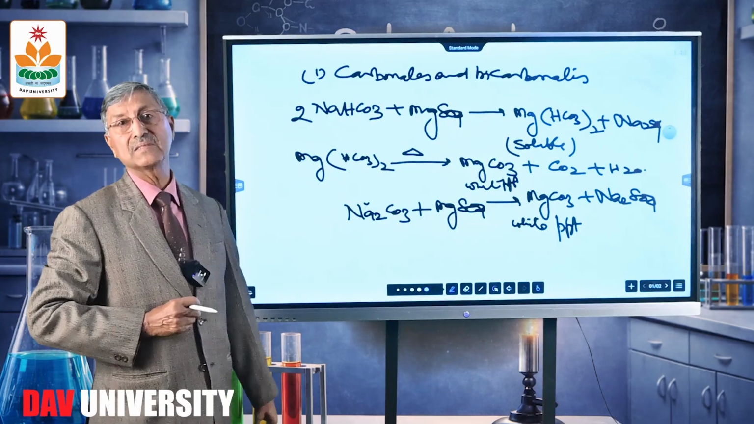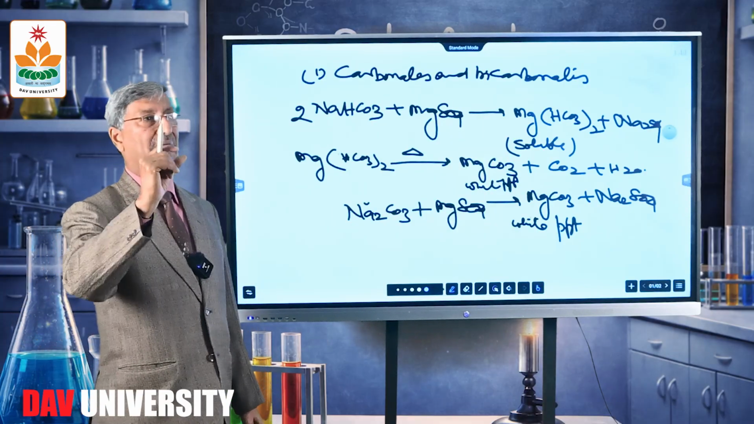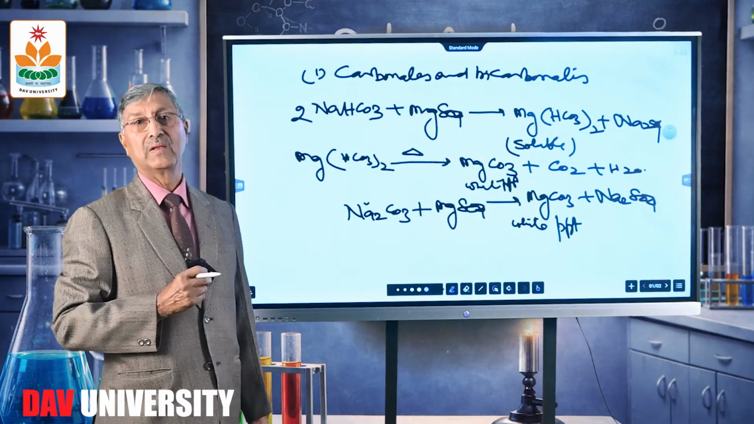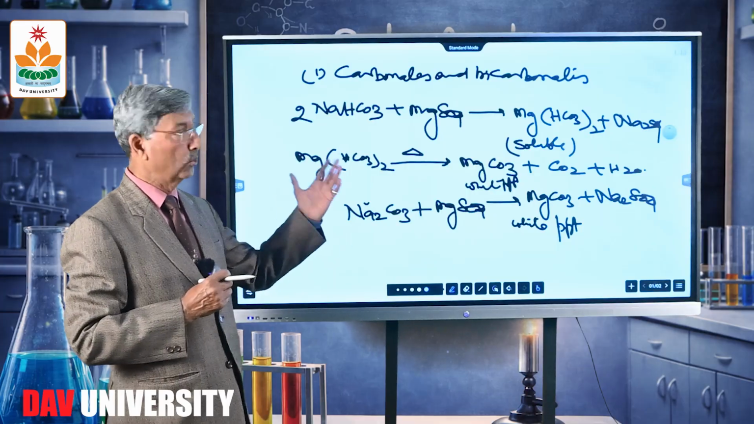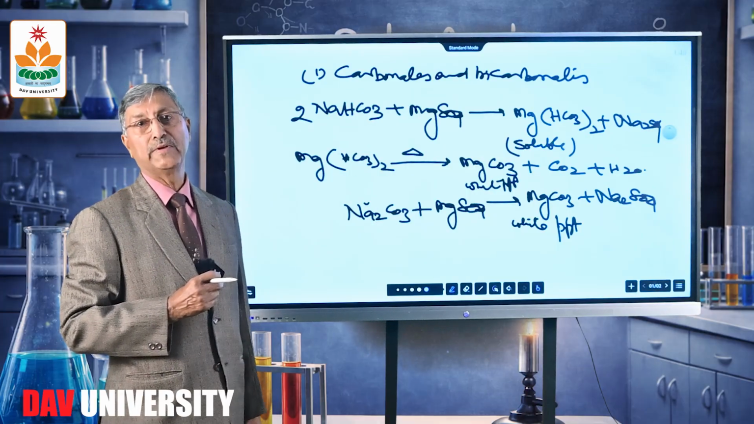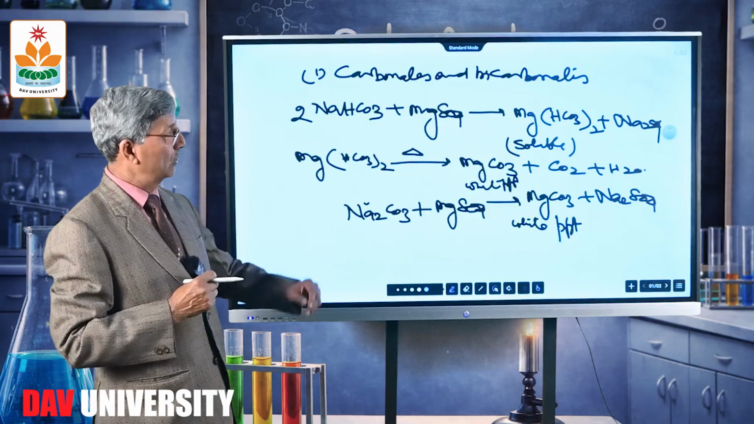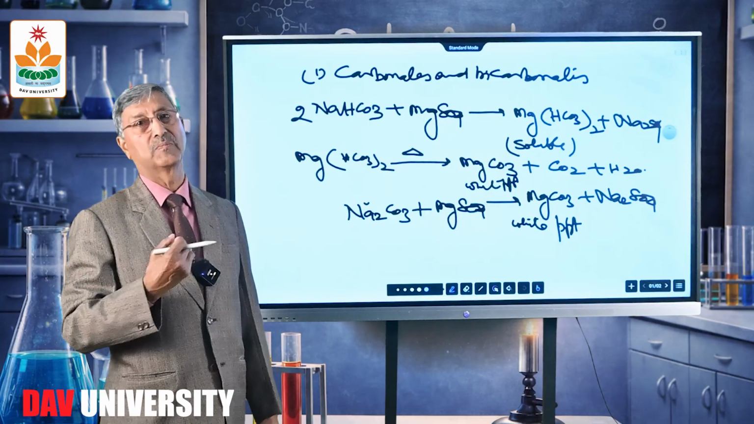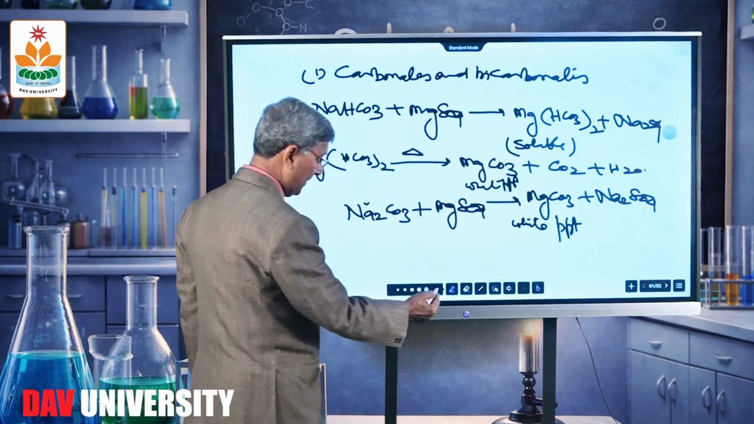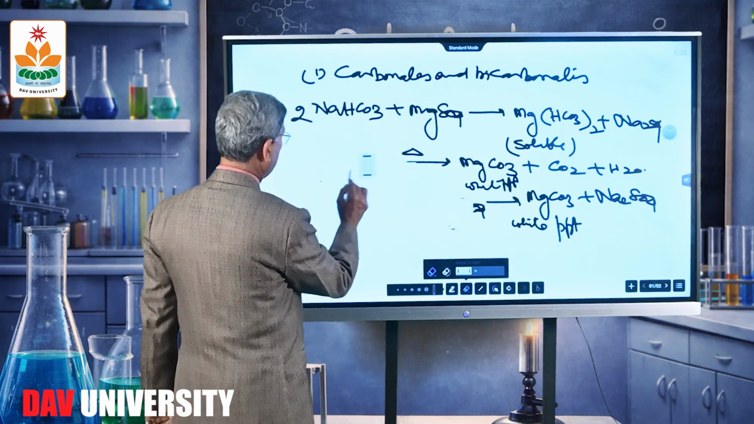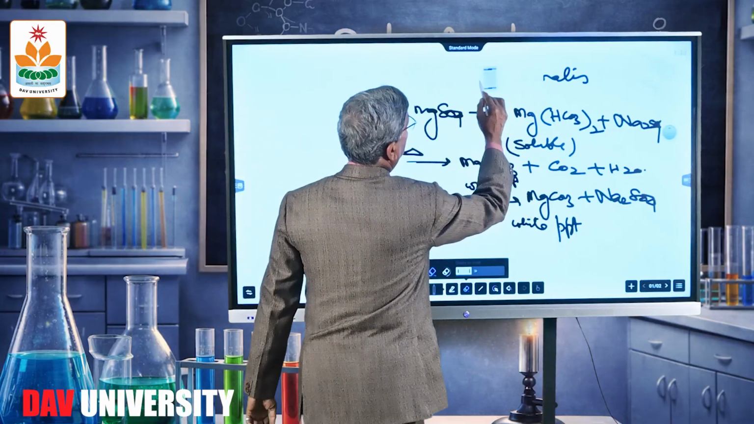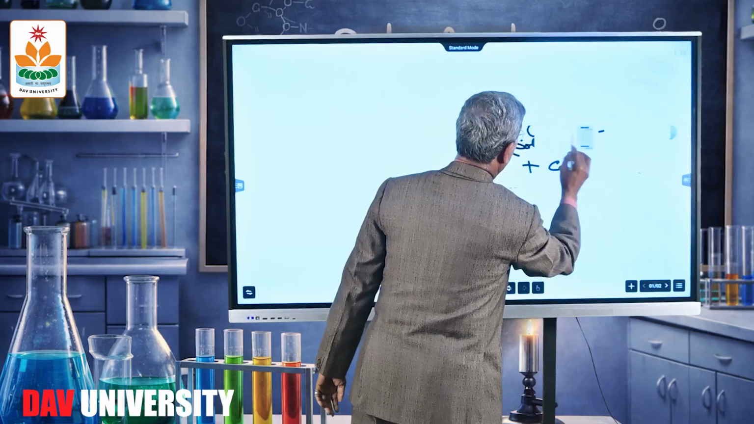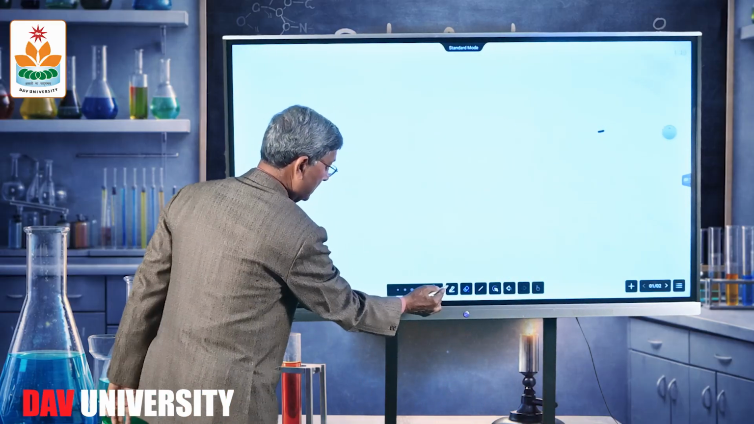So what is the test? To the soluble part of the carbonate or bicarbonate, we add magnesium sulfate solution. If we get a white precipitate in cold, it is soluble carbonate. If we do not get a white precipitate in cold, then we heat it. And if upon heating the white precipitate appears, that indicates the presence of bicarbonate. So this is how we confirm the presence of insoluble carbonate or soluble carbonate or bicarbonate. Now next we come over to sulfide.